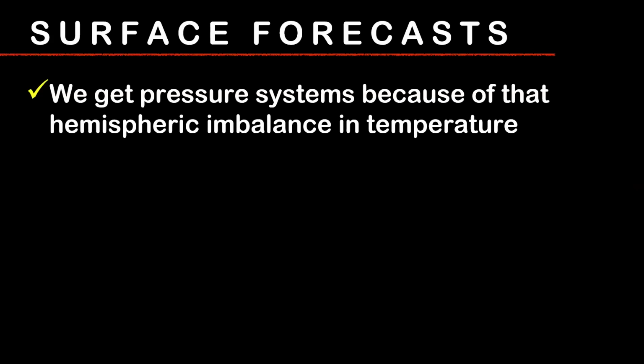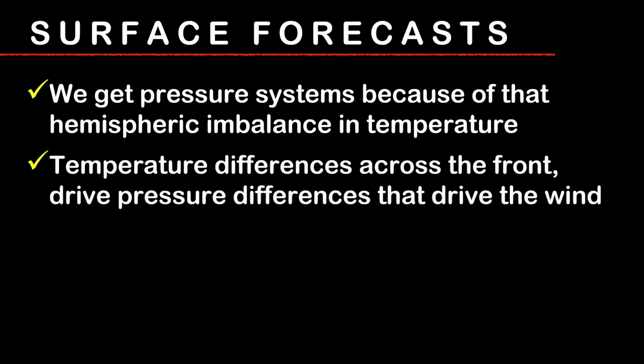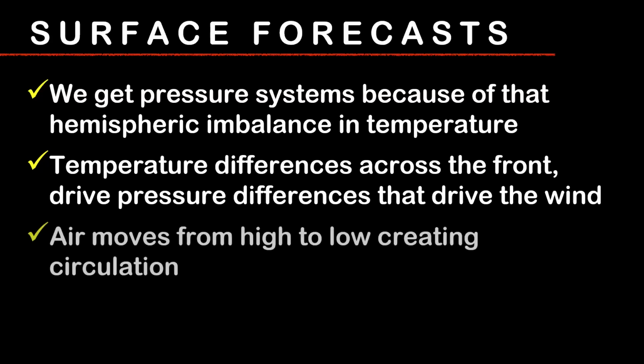And so we get pressure systems because of that hemispheric imbalance I just talked about, mainly driven by temperature. So we know that temperature differences across the front drive pressure. Temperature differences drive pressure differences that ultimately drive the wind. And we know that air always moves from high to low. And that creates the circulation that we see in the form of areas of low pressure and high pressure.